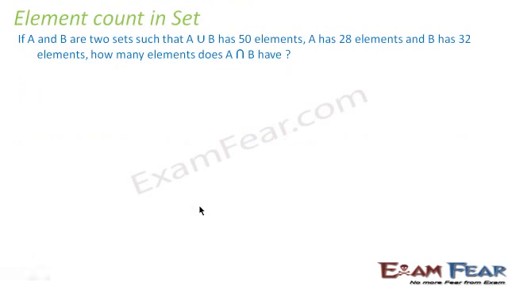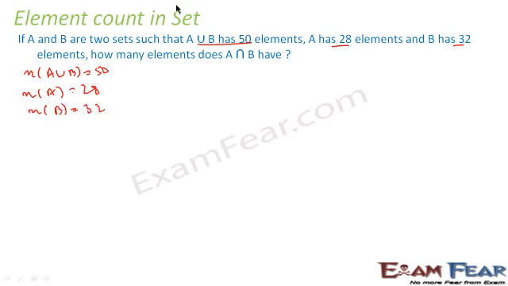Now we'll do an element count problem. First let's understand what the question is saying. A union B is 50, number of A is 28, number of B is 32. So let me first write here, number of A union B is 50, number of elements in A is 28, and number of elements in B is 32.